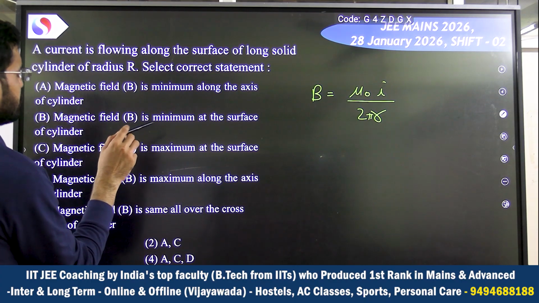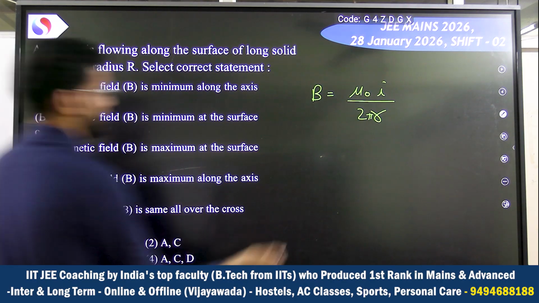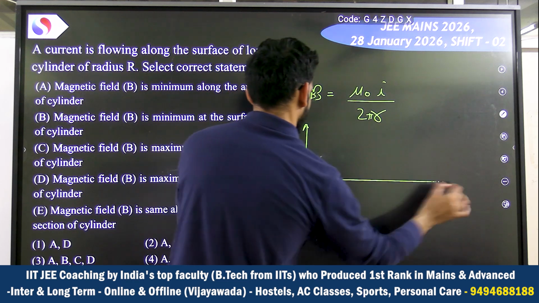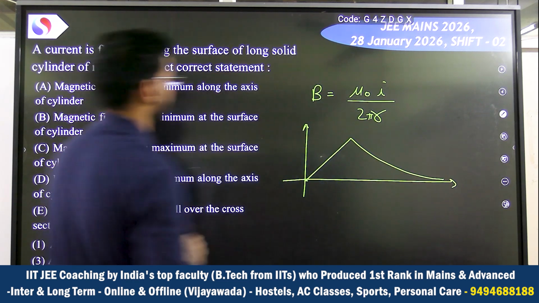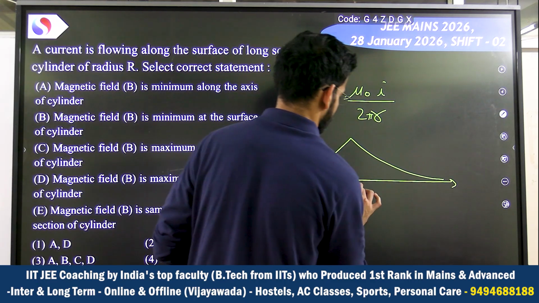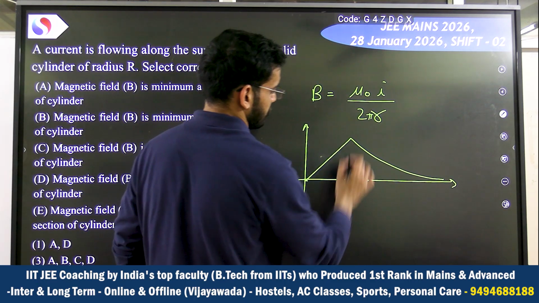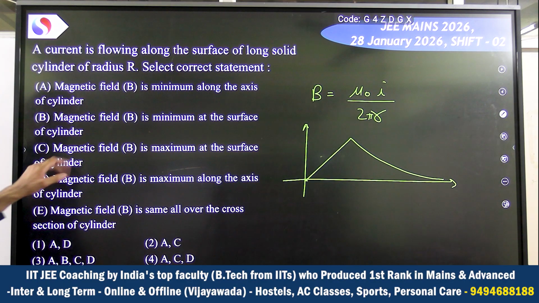Magnetic field B is minimum at the surface of the cylinder. No. Magnetic field B is maximum at the surface of the cylinder. Yes. Okay. Because if you see, if it is a solid, then it will be like this and like this. Okay. And if it is hollow, right, then it will be 0 here in this inside region, 0, and then here like this. Okay. Magnetic field B is maximum at the surface of the cylinder. C correct, right?